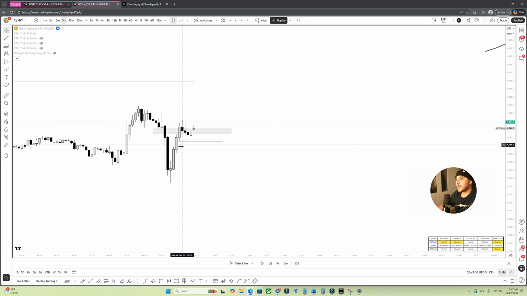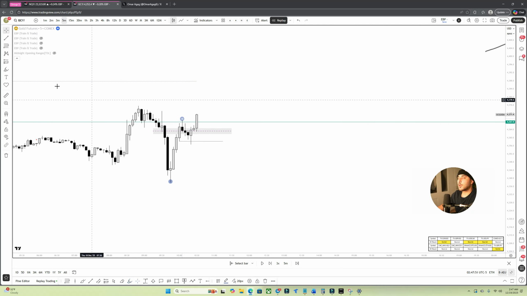Look at how we respected this bullish fair value gap after kind of disrespecting the 15-minute. And look at what happens. We have a strong 5-minute closure. So think of market structure now on the current leg. We have swing low, swing high. This is our higher low.